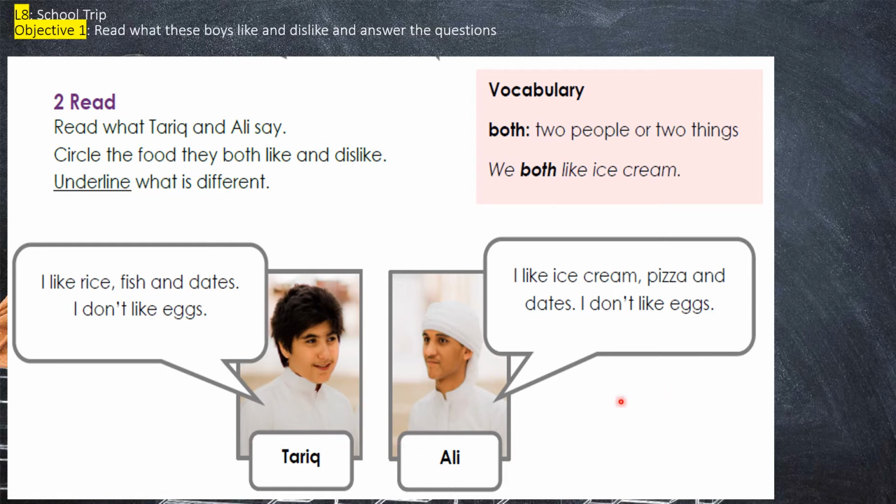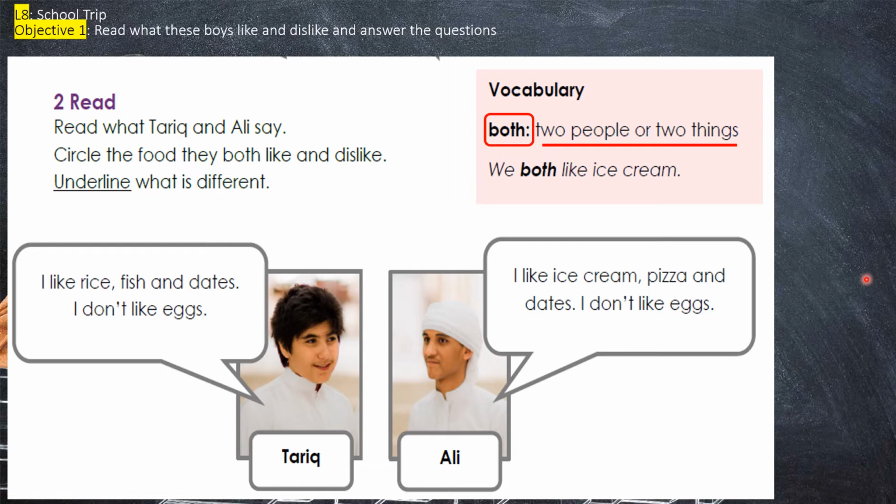Tariq and Ali like dates. So they both like dates. Both means these two boys like dates.